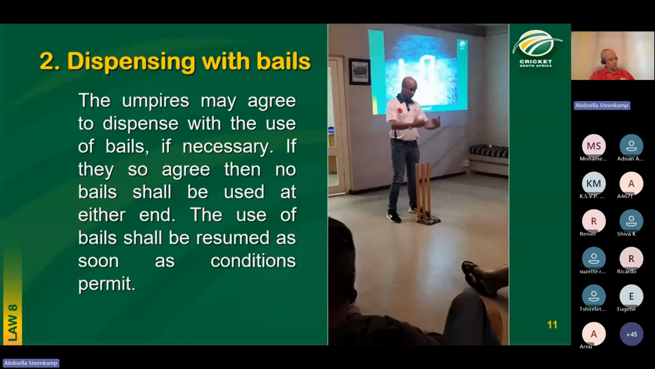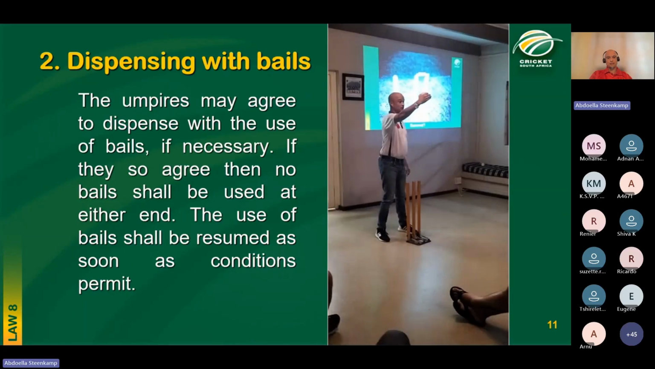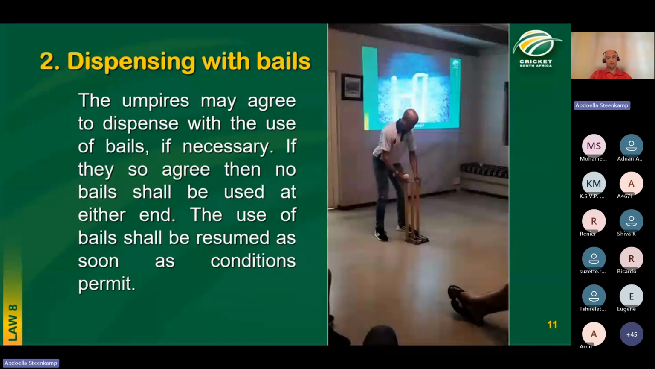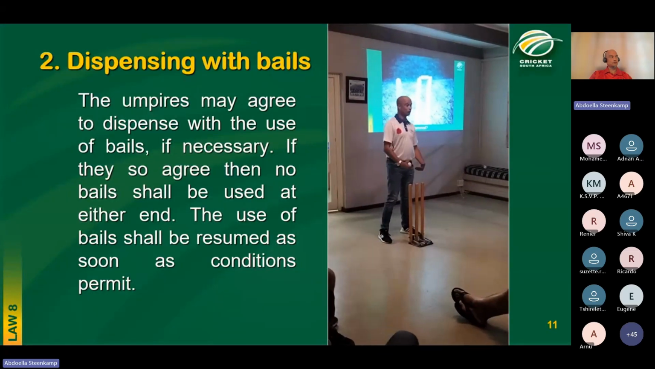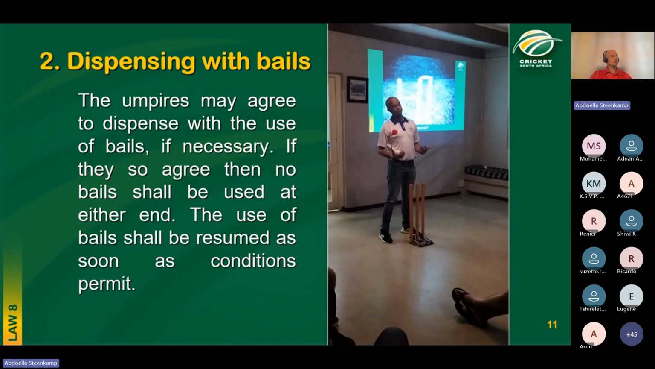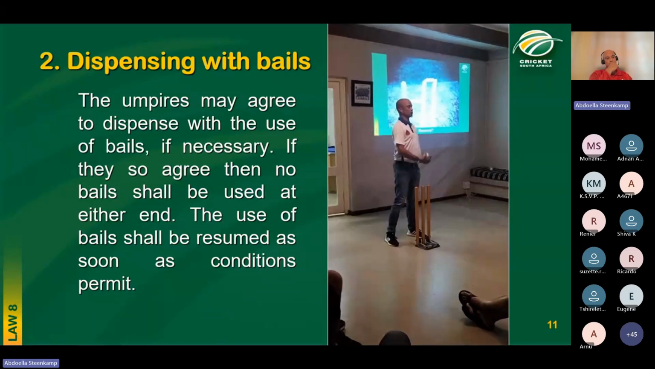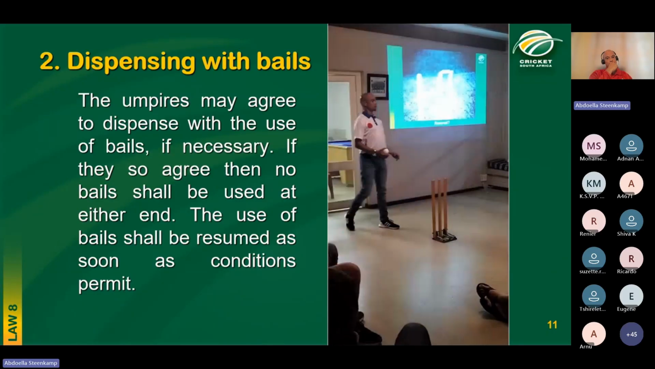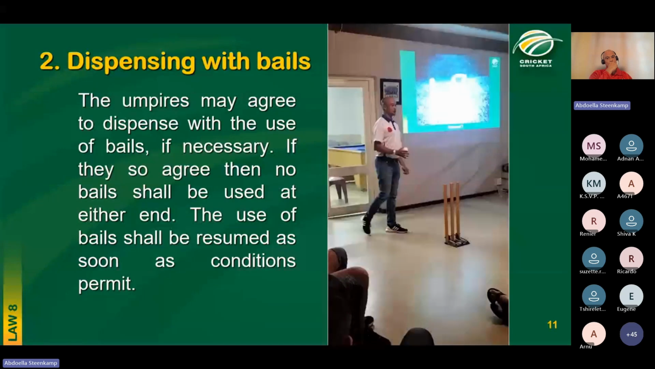And when you do decide to remove the bells from the stumps, you need to remove them from both ends. You cannot have a game where you say, I'm only removing the bells from this end because this is where it keeps on falling off. Unfortunately not. The law is quite clear on this. If you do decide to remove the bells because the wind blows them off, you need to remove them from both ends. So now we've decided to remove the bells from both ends.